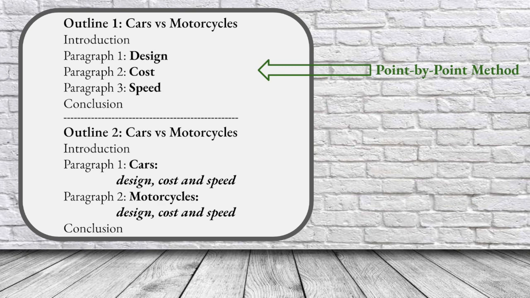It's easy to see that the first outline is the point-by-point method, because each body paragraph compares and contrasts only one point at a time. However, the second one groups together the different points in one paragraph and looks at each item, in this case, cars and motorcycles, separately.